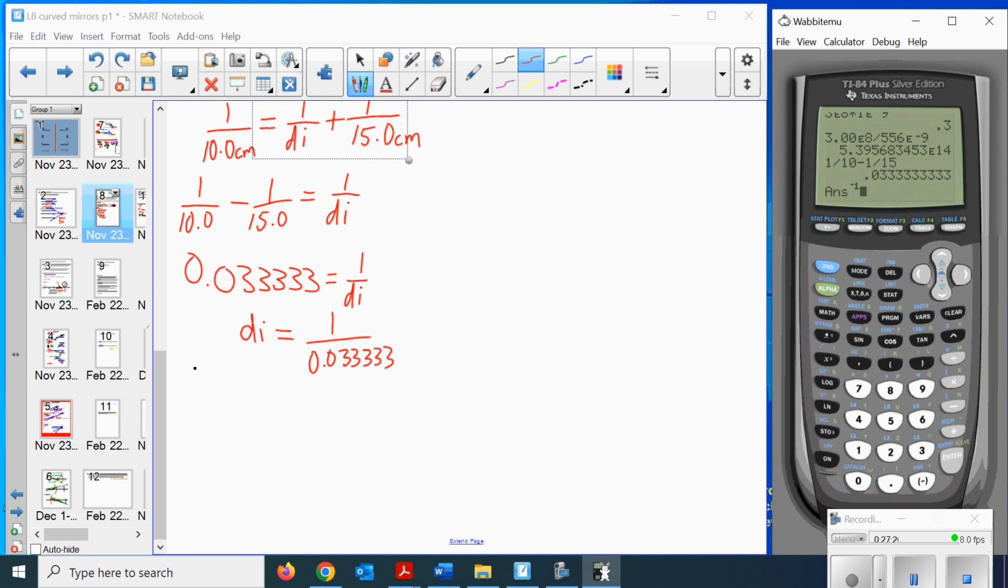I don't know about the small calculators. I see your button is right above the 7. If you have that button, use it. If you don't, manually type in 1 over. Now, you get a nice number of 30. If you have to type manually, then just type in 1 divided by 0.0333333, with a lot of 3s in there. So di is equal to 30.